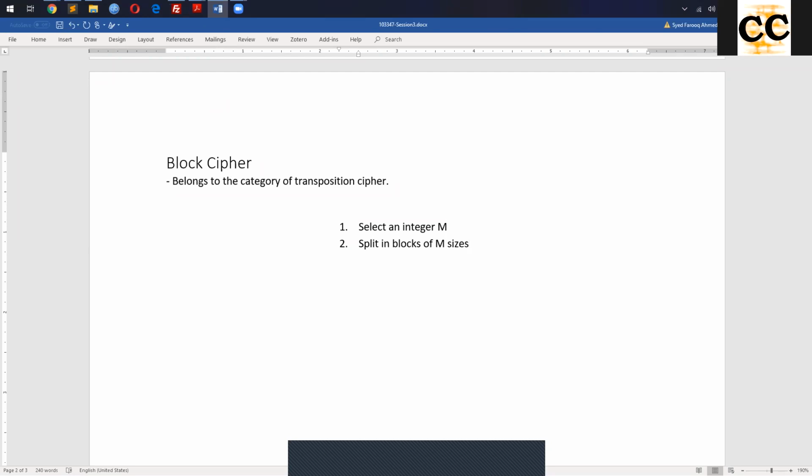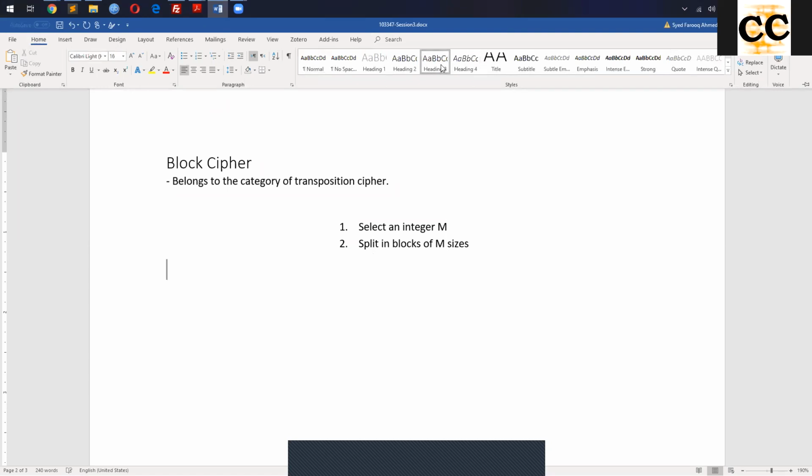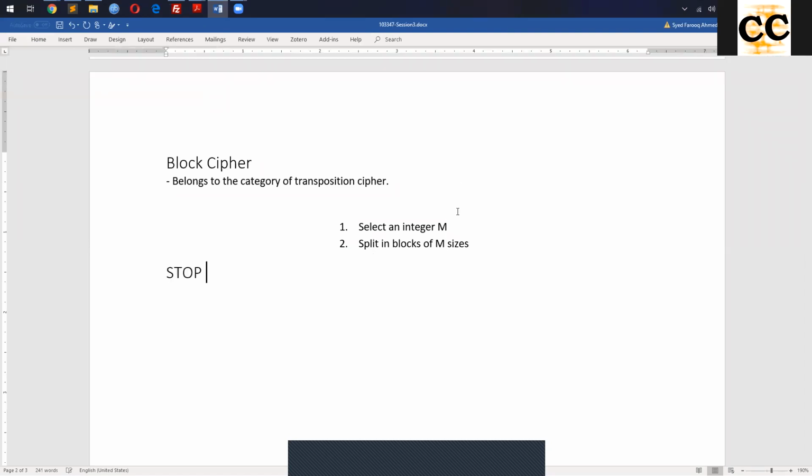Okay, so if we have the message, let's say, stop corona virus, and our selection of m is equal to 4. So we'll split this message into blocks of 4.